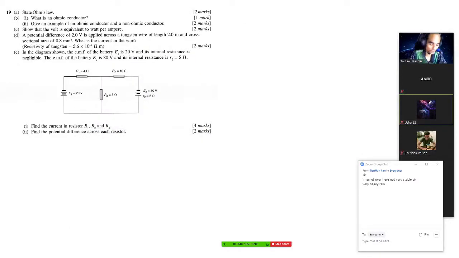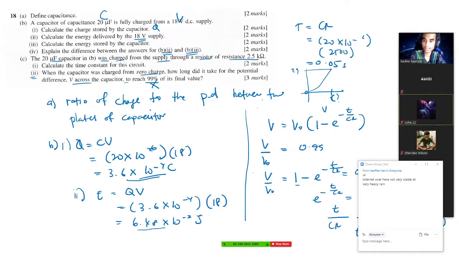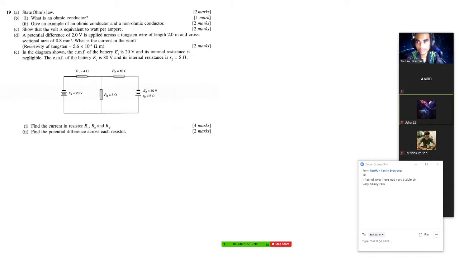We're going to continue with question number 19. We already did question 18 yesterday. I'm going to continue on question 19. State Ohm's law. What is Ohm's law?